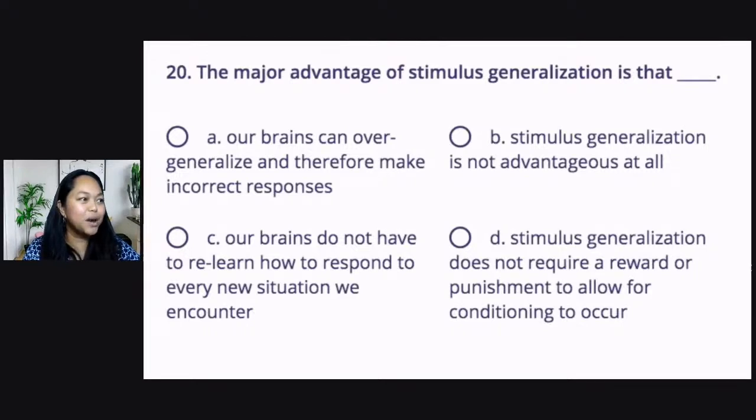Okay, number 20, C, and that is correct. Our brains do not have to relearn how to respond to every new situation it encounters. Pag meron kang situation na halos kaparehas ng napagdaanan mong sitwasyon, alam mo na kung ano yung magiging reaction mo. Kaya, importante yung stimulus generalization.